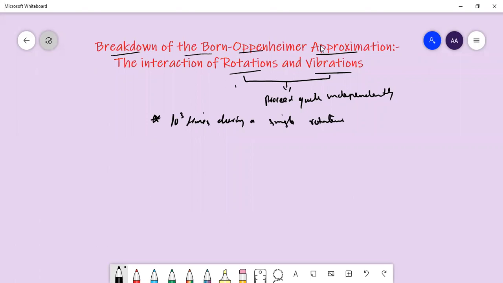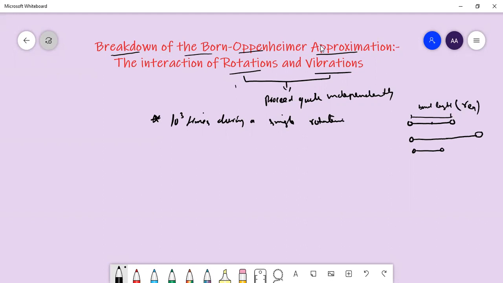When the molecule vibrates, there will be a change in the bond length of this molecule. If this is the molecule and this is the equilibrium bond length, which I can represent as r_eq, then when the molecule vibrates or rotates, there will be a change in the bond length. It can either stretch or compress. So during the vibration, the bond length changes from its equilibrium position.